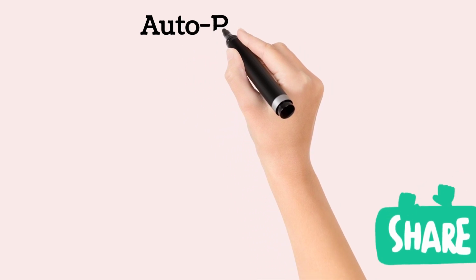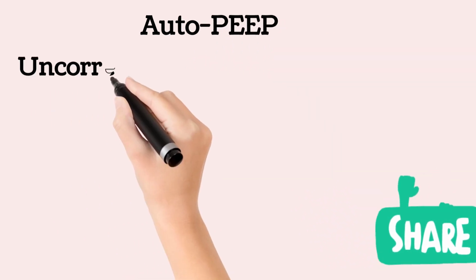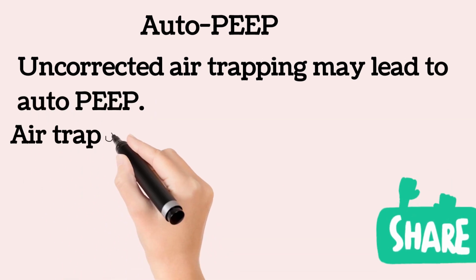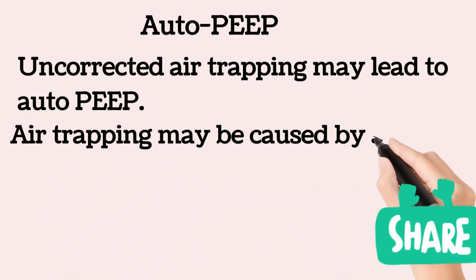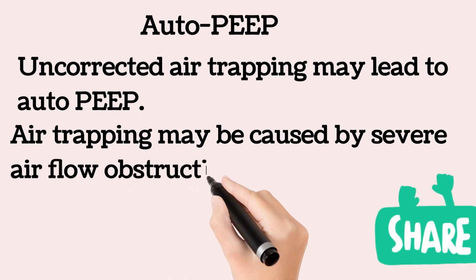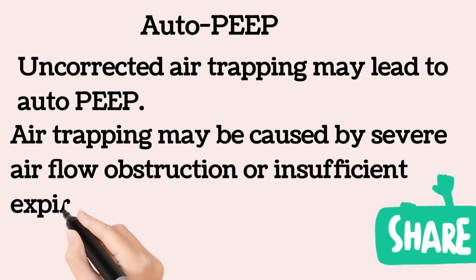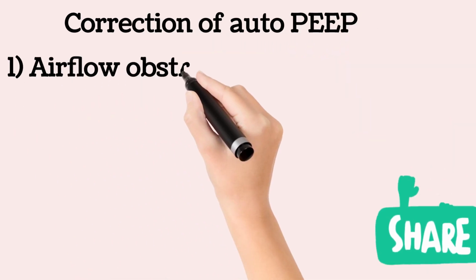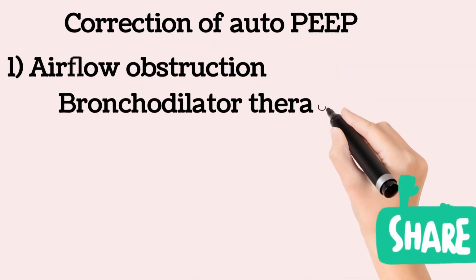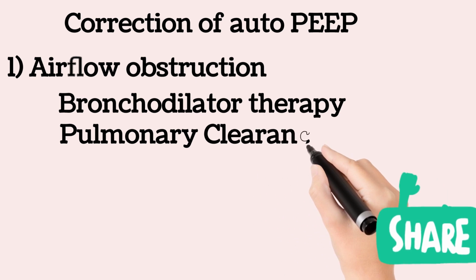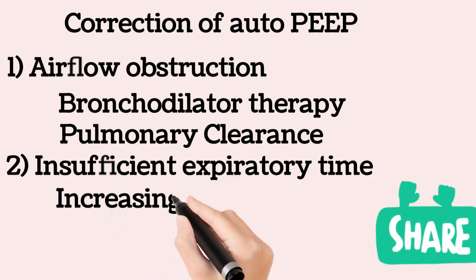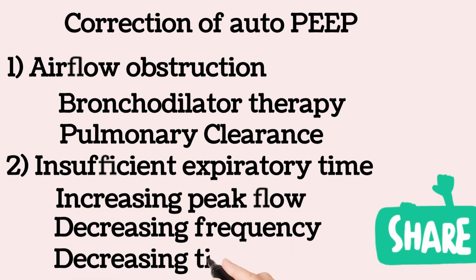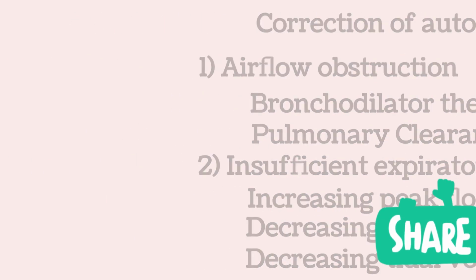Uncorrected air trapping may lead to Auto-PEEP. Now, where may the air trapping occur? This occurs by severe airflow obstruction or insufficient expiratory time. Bronchodilator therapy and pulmonary clearance are helpful to reduce the airflow obstruction, and insufficient expiratory time may be corrected by increasing the peak flow, decreasing the frequency or decreasing the tidal volume.